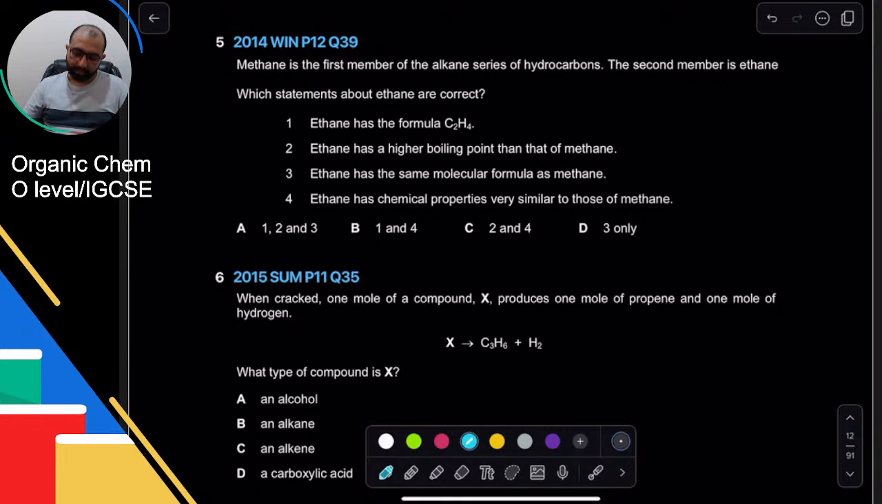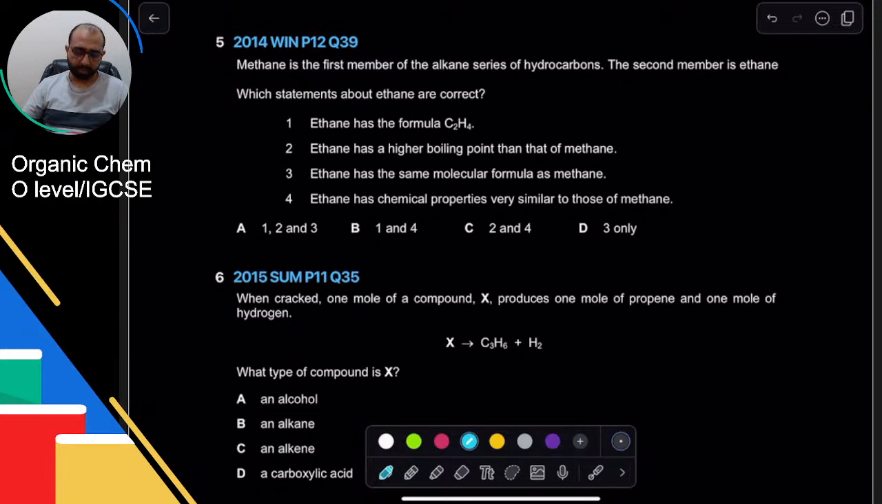Question number 5. Methane is the first member of the alkane series. The second member is ethane. Which statements about ethane are correct? Again, they're saying that methane and ethane follow a trend. So we know that ethane will have higher boiling point, higher melting point, less flammability, higher activation energy maybe. But in physical properties we will see a trend.